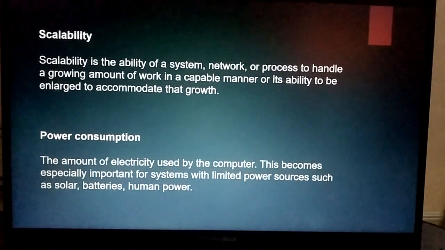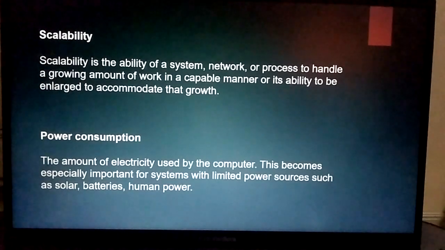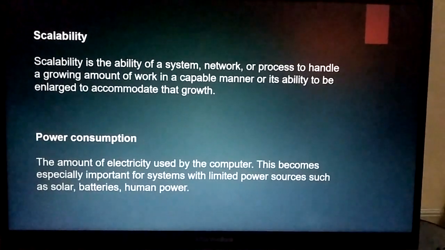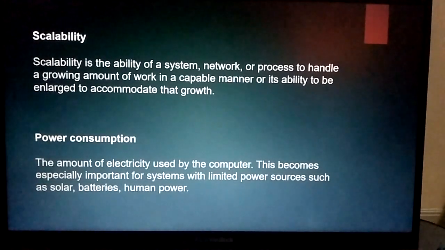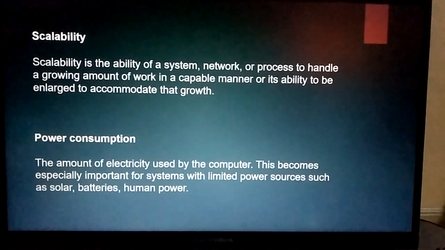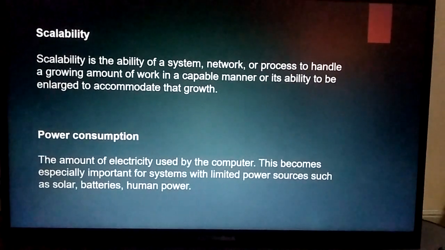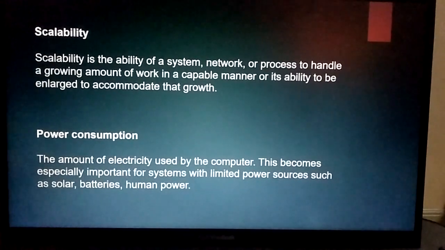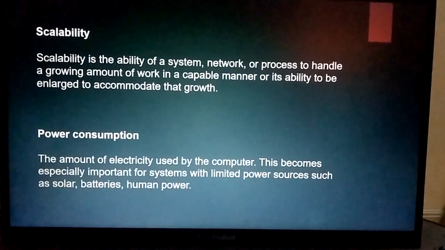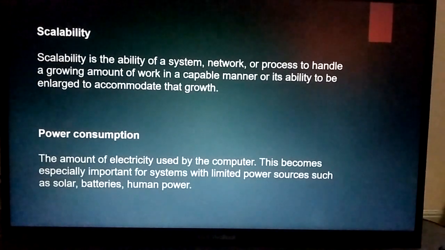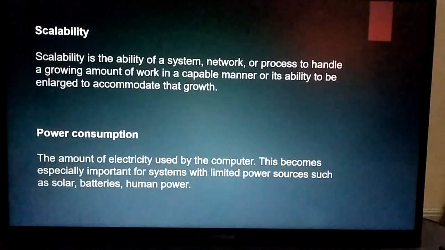Scalability. Scalability is the ability of a system, network, or process to handle a growing amount of work in a capable manner or its ability to be enlarged to accommodate that growth. Power consumption. The amount of electricity used by the computer. This becomes especially important for systems with limited power sources such as solar, batteries, or human power.